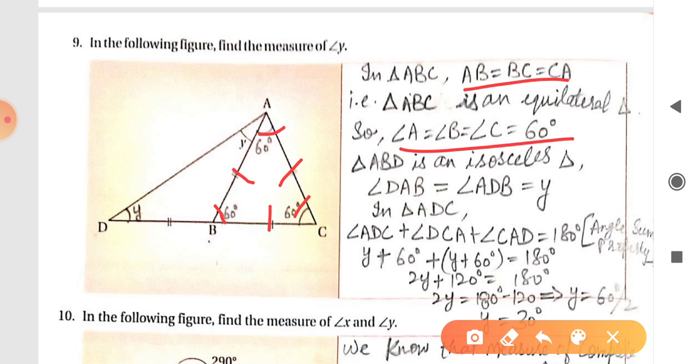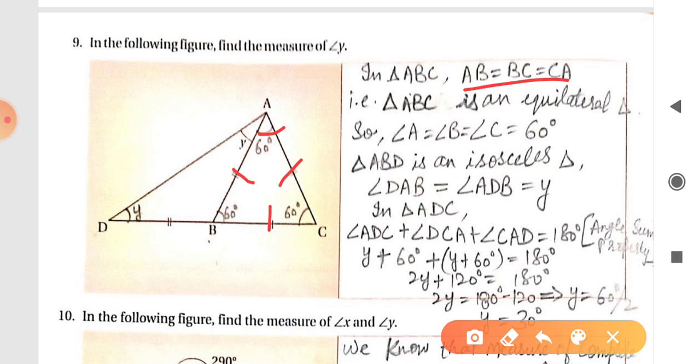Okay, and then triangle ABD. This is triangle ABD, and in this triangle these signs are shown. That means these sides are equal to each other. So this triangle is an isosceles triangle because only two sides are equal. So triangle ABD is an isosceles triangle.